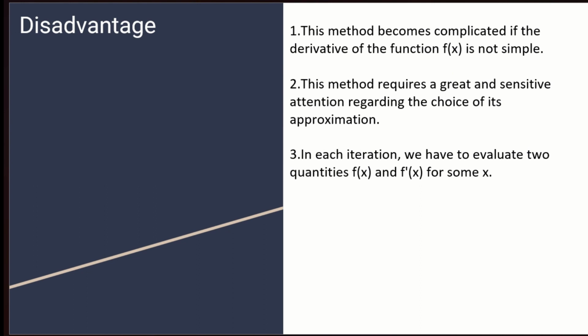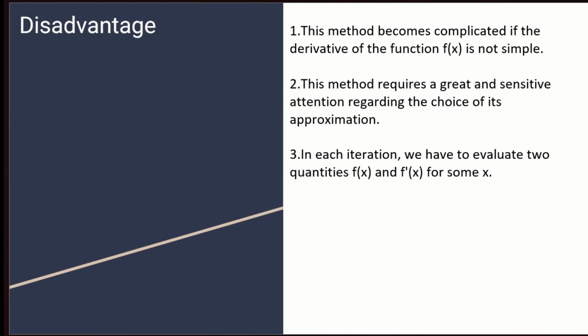As I said, we use the first derivative of a function to find the maximum or minimum value. So if the function has a complicated derivative, that would be a challenging thing for us to find the solution of that function, because we use the derivative to find the maximum or minimum value. Now, the method requires great and sensitive attention regarding the choice of its approximation, because in the Newton-Raphson method, first of all, the function f(x) should be equal to 0. Now, to calculate the point on a curve, we assume a root value x naught that should be nearer to the exact solution.